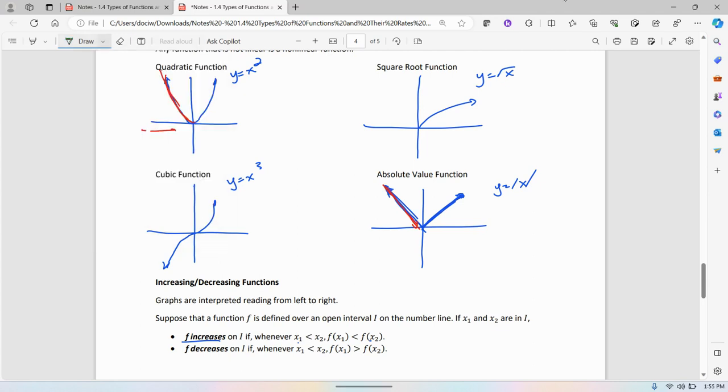On the quadratic function, once we get down to this vertex, this bottom point, notice now the function is going back up. So on this interval, the function is increasing. Absolute value function on this interval is now increasing. And the reason I only looked at the quadratic and absolute value is because notice the square root function is only ever increasing. There is no point where it's going downward. The cubic function is the same thing. As we read from left to right, it's always going up. Okay, so you look at the direction the function is moving as you read from left to right to determine increase and decrease.